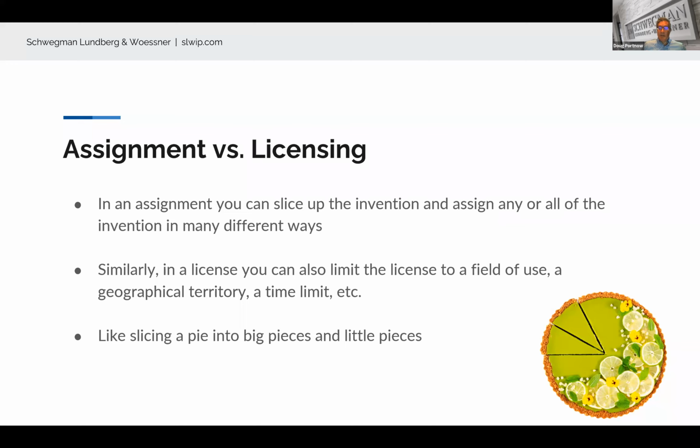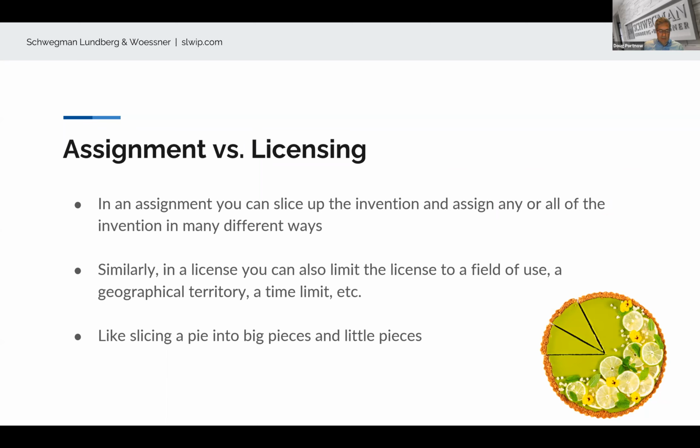Another analogy is a house, right? You could sell the house, you could sell part of a house, you could rent a house, you could rent a part of a house. You could rent the house for just a portion of the year. Same thing with assignments and licensing, you have to set up the terms of those things.